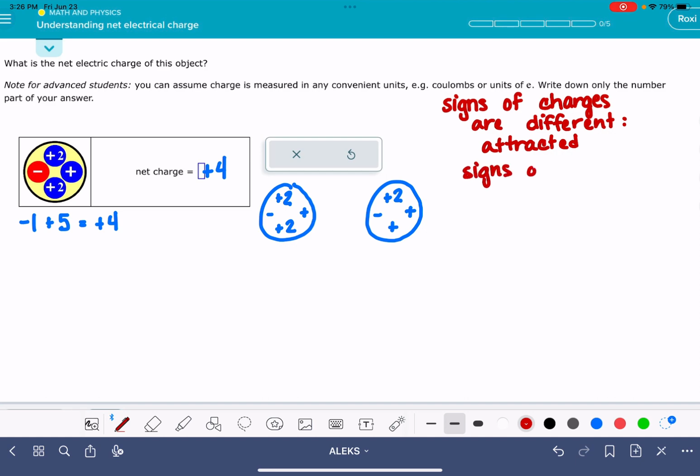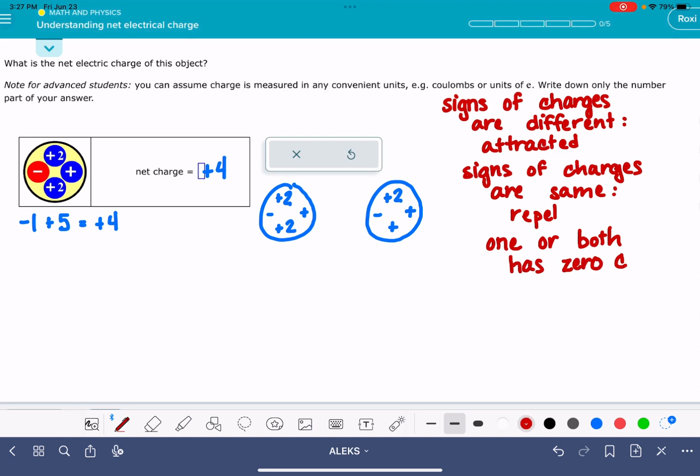If the signs of the charges are the same, meaning that they're both positive or they're both negative, they are going to repel each other. And if one or both of the objects has a net charge of 0, then nothing's going on at all. ALEKS's option for that says that they exert no force on each other.